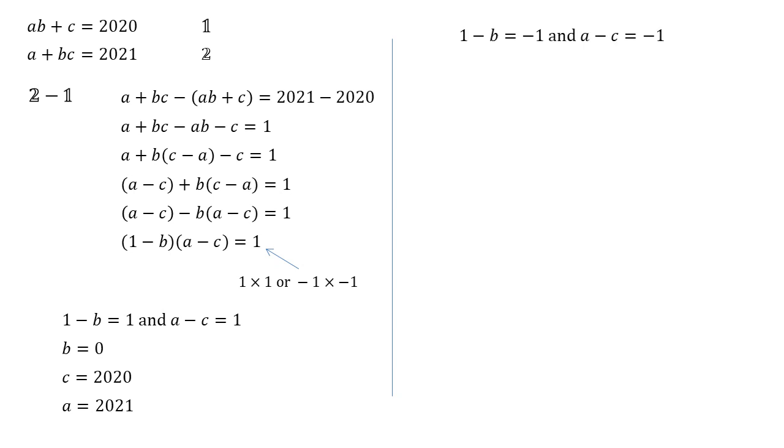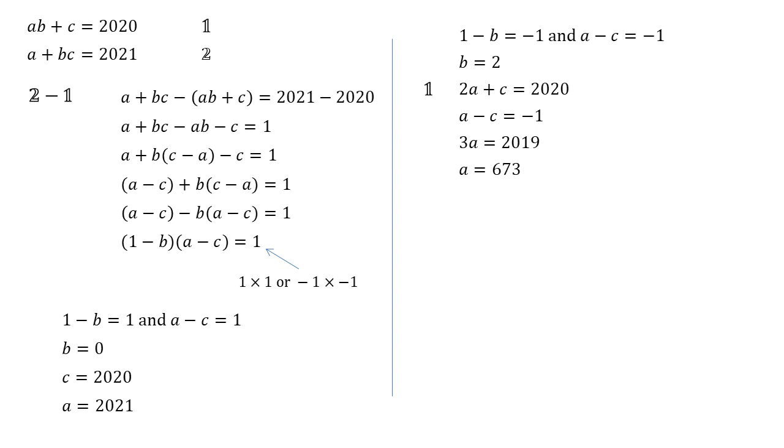Let's try our other case now, the minus 1s. So if 1 minus b is equal to minus 1, b must be equal to 2. We're going to substitute that into our first equation now, so we would end up with 2a plus c equals 2020. And we also know in this case that a minus c is equal to minus 1. We've got two simultaneous equations here. If we add them together, the c's will cancel out. So we end up with 3a equals 2019, dividing through by 3 gives us that a is equal to 673.